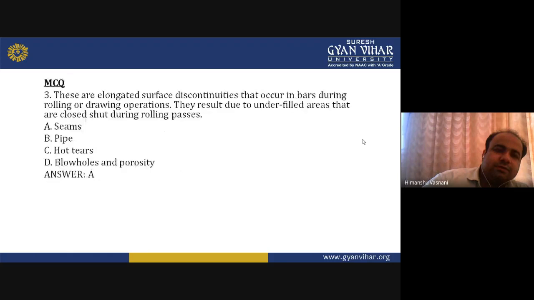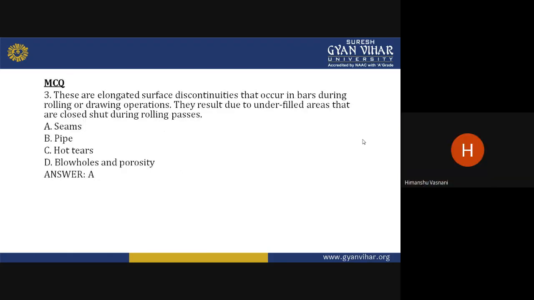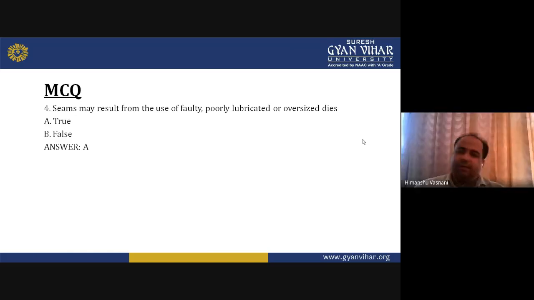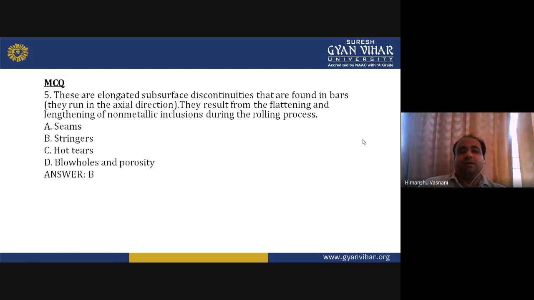Now here it is asking what our seams are. These are elongated surface discontinuities that occur in the bars during rolling or drawing operation. They result due to underfilled areas that are closed shut during the rolling process. I told you earlier about this in the starting only. These are seams. Then seams may result from the use of faulty, poorly lubricated or oversized dies. Because the lubrication is not good and the size is oversized, then also the seam issues occur.